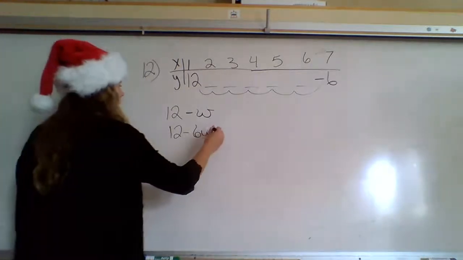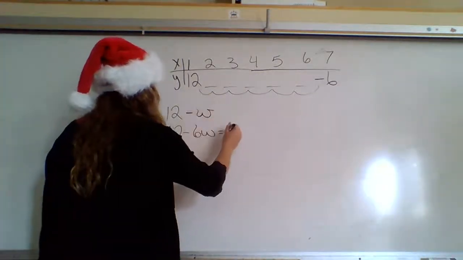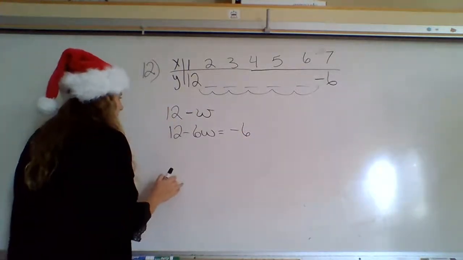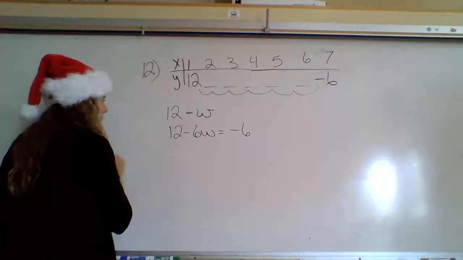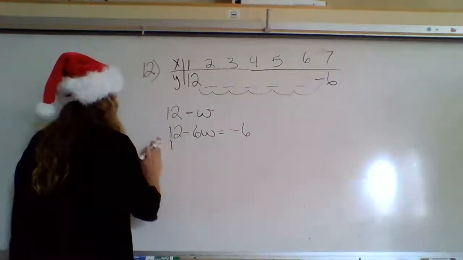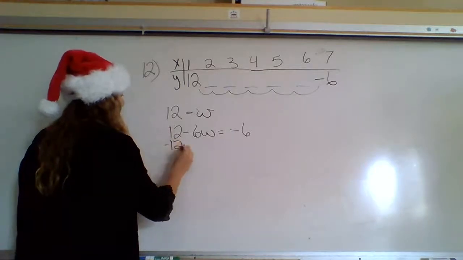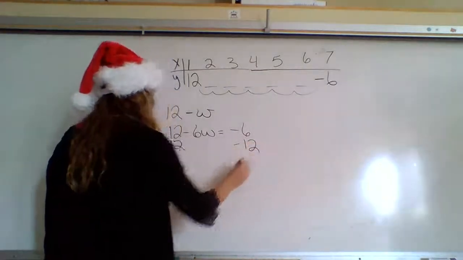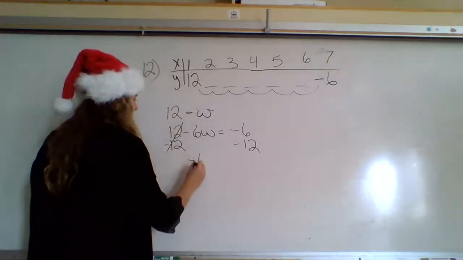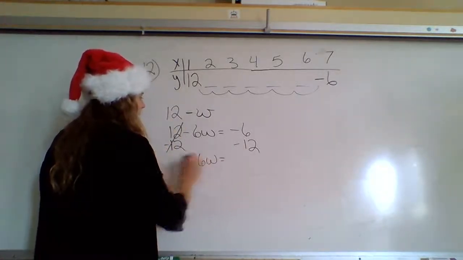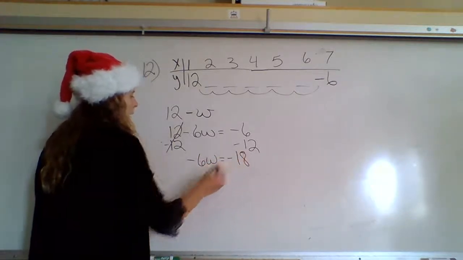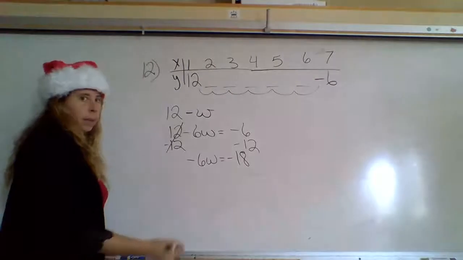And that should be equal to, wait, was that 6? Yeah, equals -6. All right, now you need to solve for W. So the first thing I'm going to do is add 12. Nope, subtract 12. Subtract 12 from both sides. Over here, I'm just left with -6W equals -18. All right, then what?